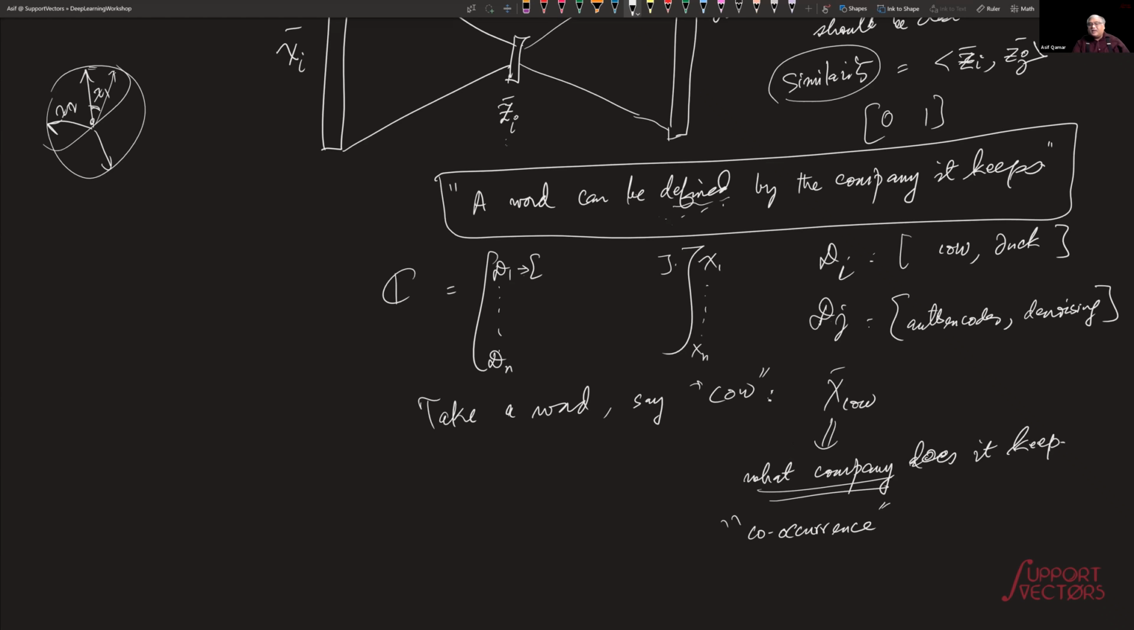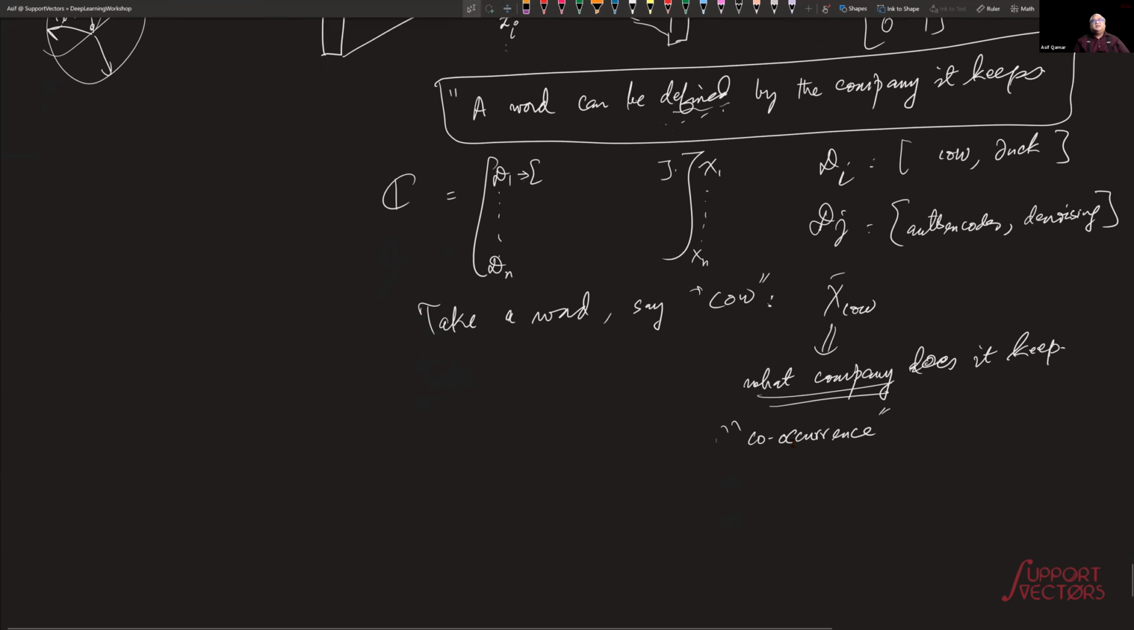Now the co-occurrence can be measured in many ways. For example, if two words are present in a document together, even though they may be at the beginning and end of a document, you may call it co-occurrence. Or you may say that, no, for a word like cow, the other word must exist within a certain window. So cow, look at the word before and the word after. So you take a sliding window.